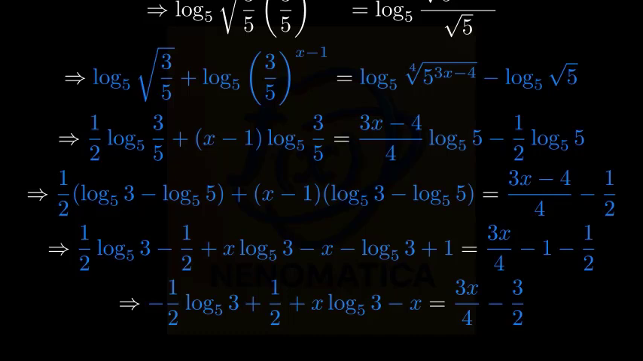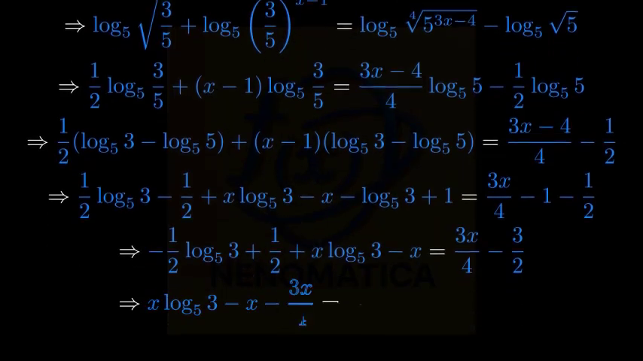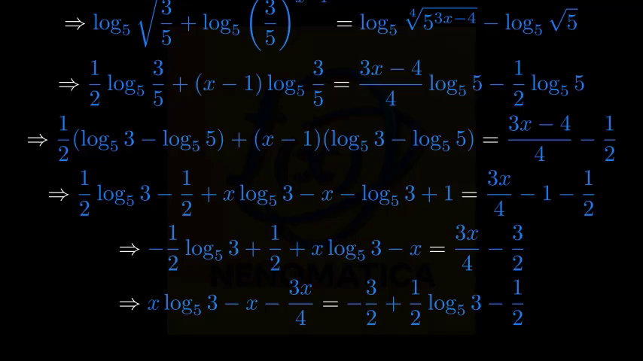Now, we'll move all terms containing x to the left side, and all other terms to the right side. So x times log base 5 of 3 minus x minus 3x divided by 4 equals negative 3/2 plus 1/2 times log base 5 of 3 minus 1/2. This simplifies to x times log base 5 of 3 minus x minus 3x divided by 4 equals negative 3/2 plus 1/2 times log base 5 of 3 minus 1/2, which further simplifies to x times log base 5 of 3 minus x minus 3x divided by 4 equals negative 2 plus 1/2 times log base 5 of 3.